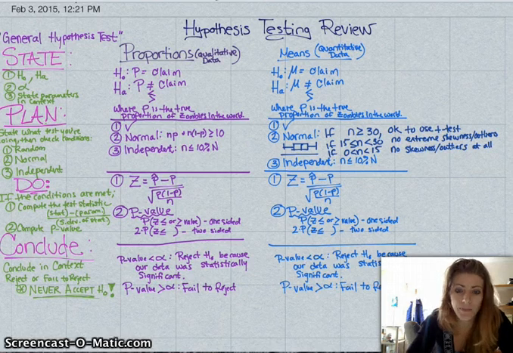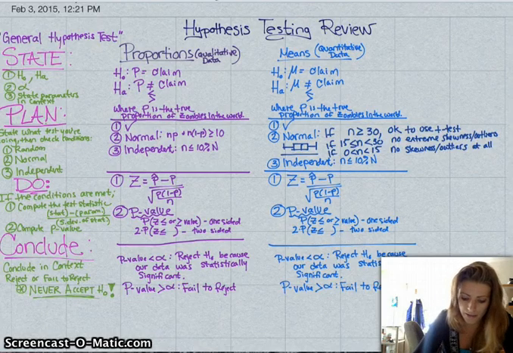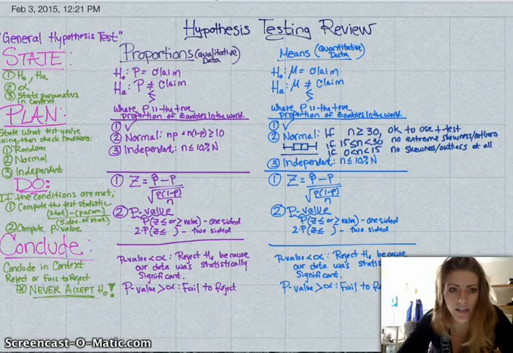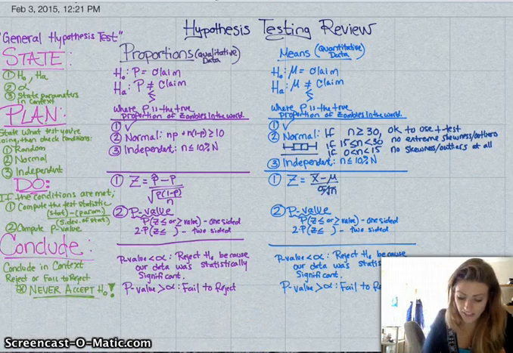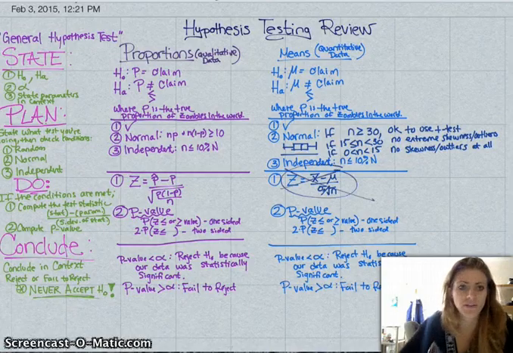Moving to the do step, if you know sigma, you have a z-distribution, and so you're just replacing your p's with x bars and mu's and all that fun stuff. Usually not the case, so generally we're not going to use that for means.